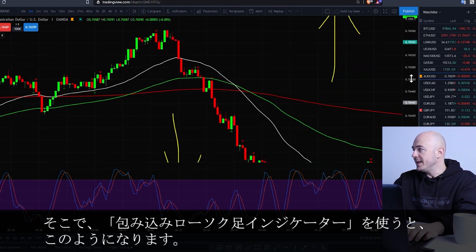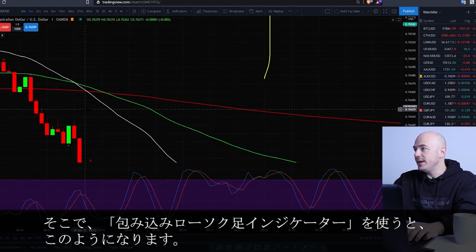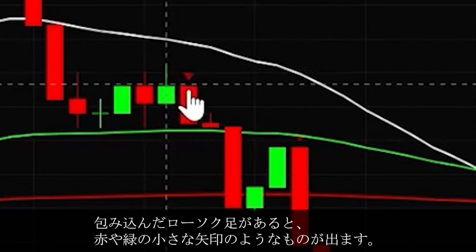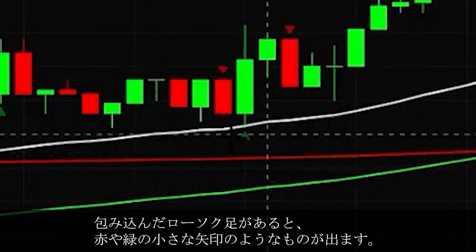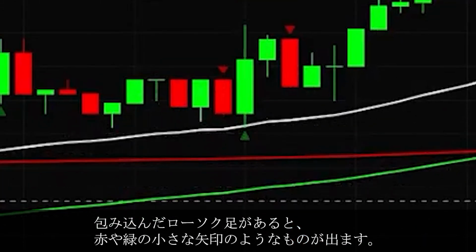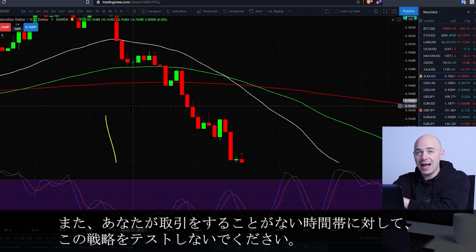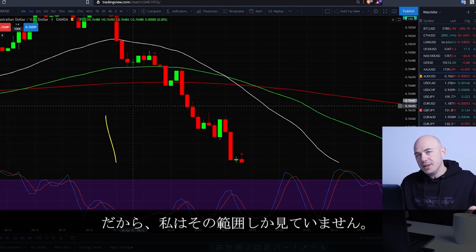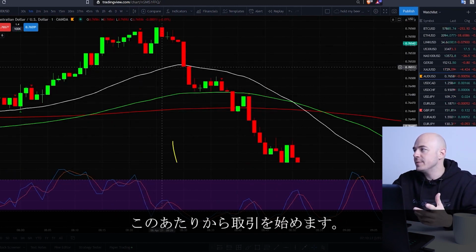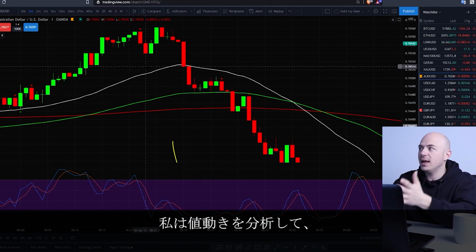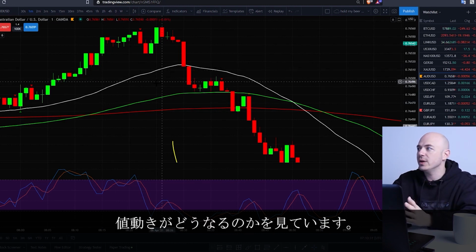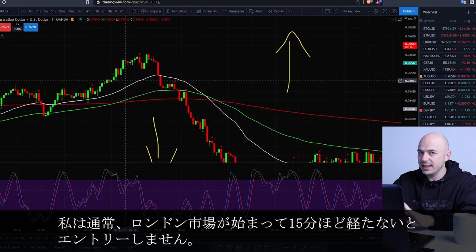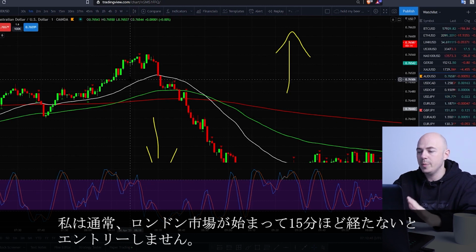So with the engulfing candle indicator, you can see right here that we get these little red arrows and green arrows when there is an engulfing candle. And again, do not test this strategy at times that you do not trade. I trade the London session, maybe an hour before, so I'm only looking at that range. Right here is about where I start trading, so I'm analyzing the price action, I'm looking at what it's doing. I usually do not get in until London session has opened and has been about 15 minutes into the session.